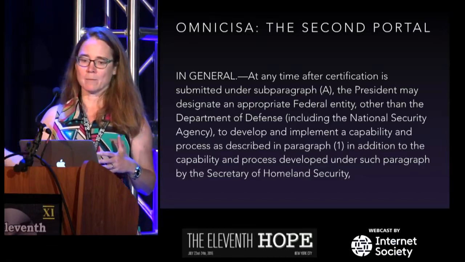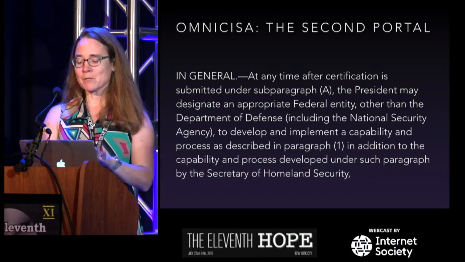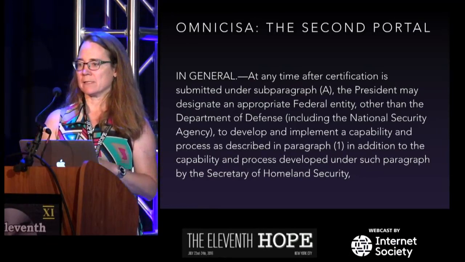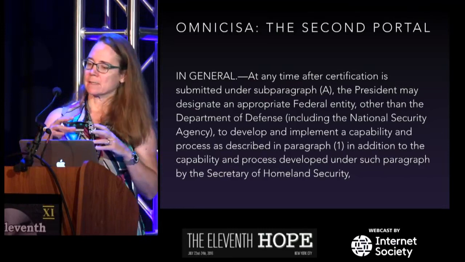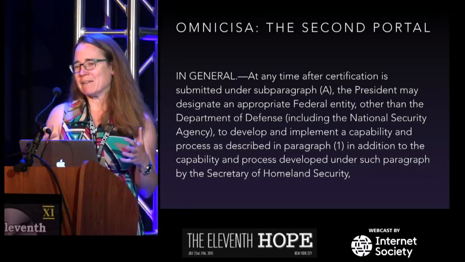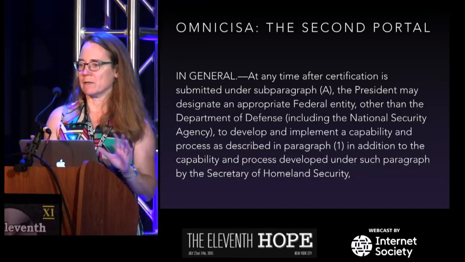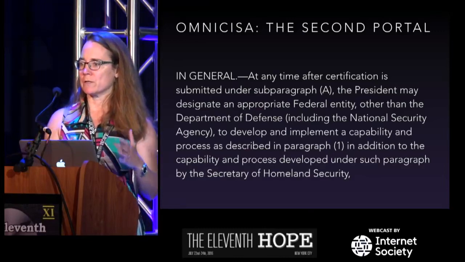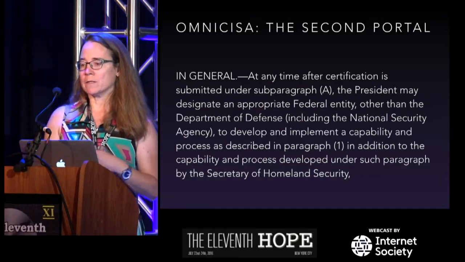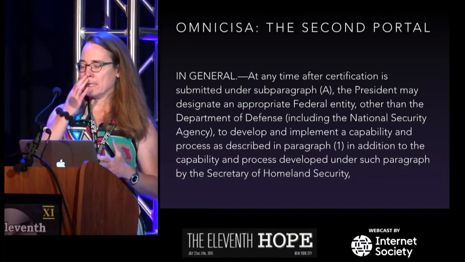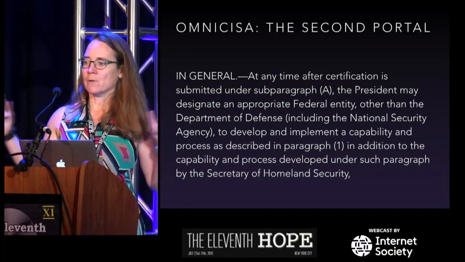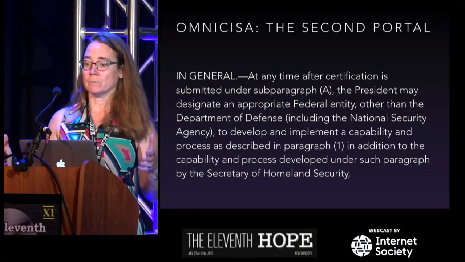They stripped out PCLOB oversight, but the most important thing is they said, this whole thing is about setting up this portal at DHS, and DHS made a fair effort at trying to ensure that it could protect privacy while it was doing this. And it said, well, the president can at any time go and tell Congress that we need a new portal.